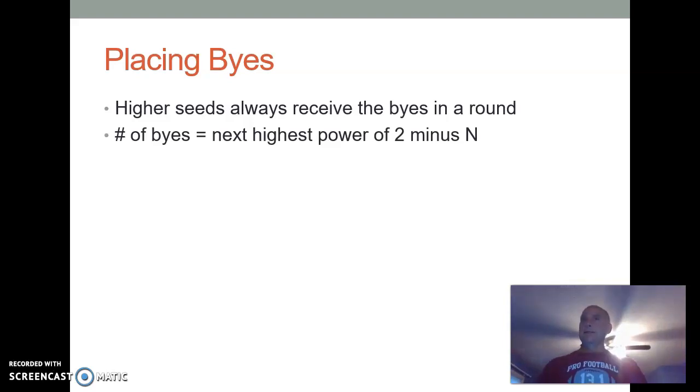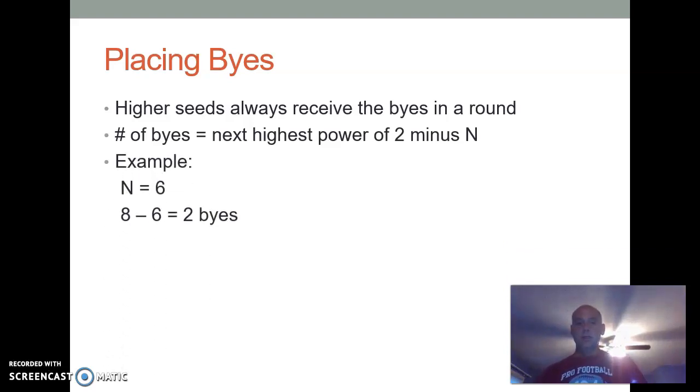Now sometimes you might get crazy byes where, let's say you have 5 teams. Basically you have to go out to 8 at the third power. Now you're going to have 3 byes, because 8 minus 5 equals 3, so you're going to have 3 byes.